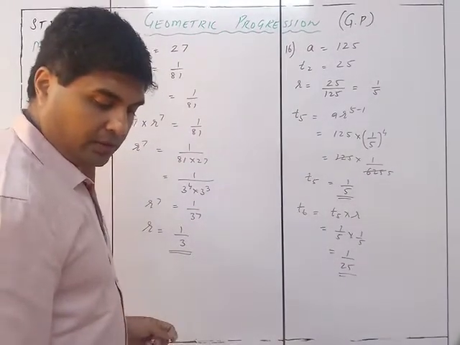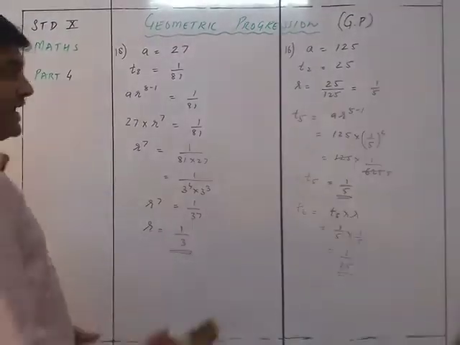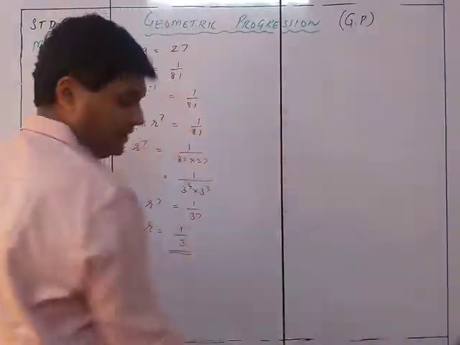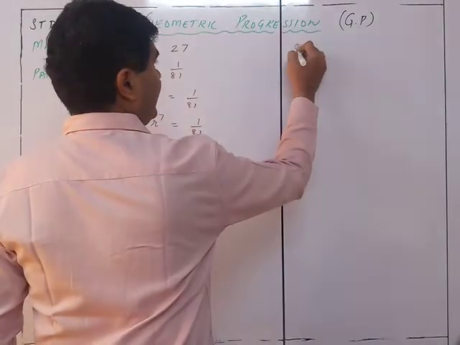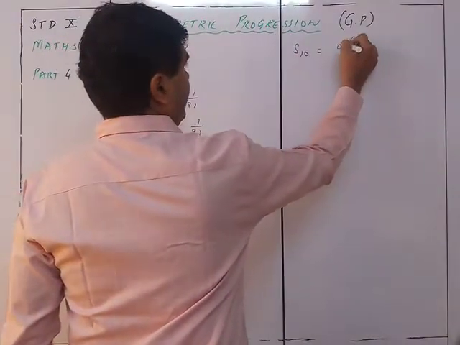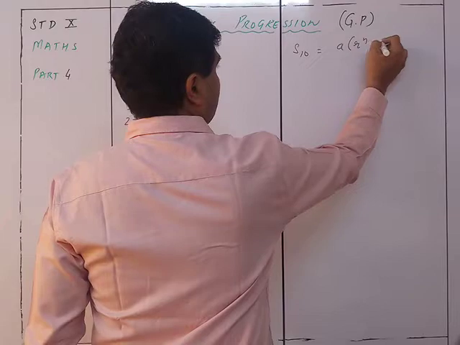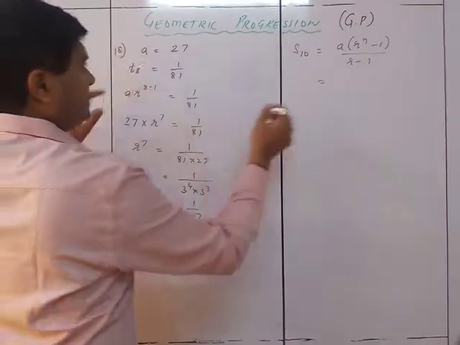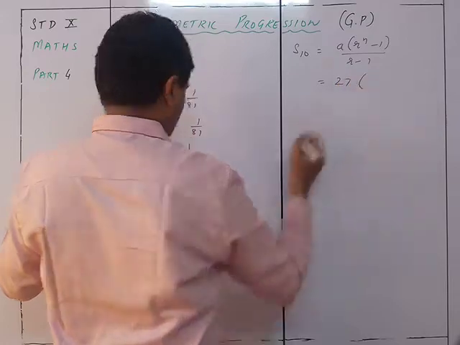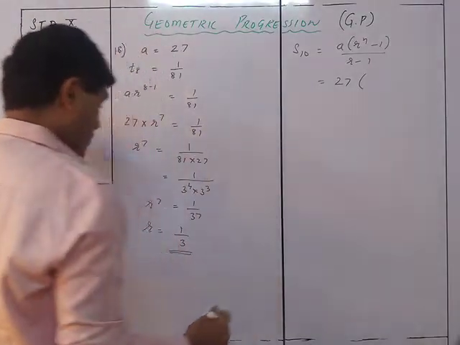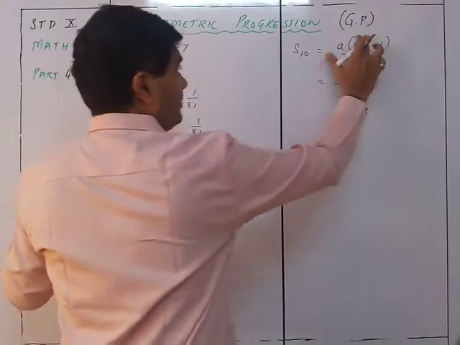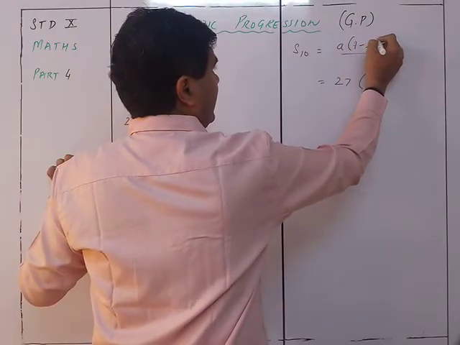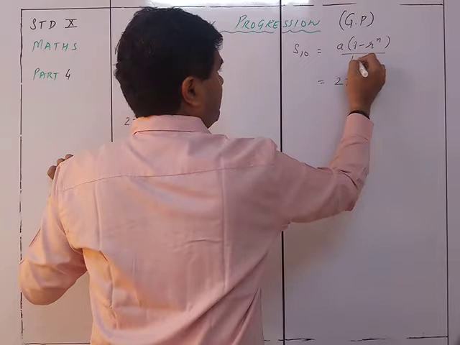Got it? We need to find out the sum of the 10 terms. So S10 is equal to A r raised to n minus 1 upon r minus 1. A is given as 27. So 27 into r is 1 upon 3. Oh, 1 upon 3 is less than 1, so I made a mistake. I should have taken it as 1 minus r raised to n upon 1 minus r.